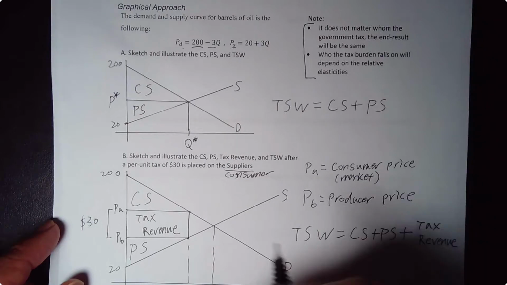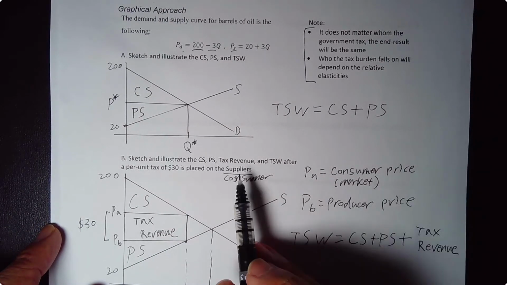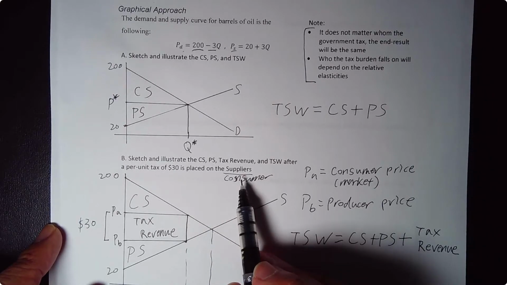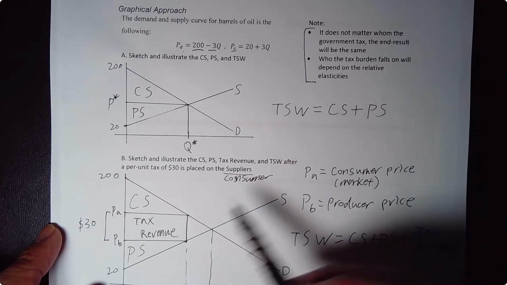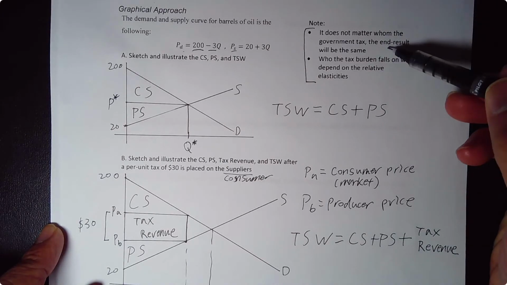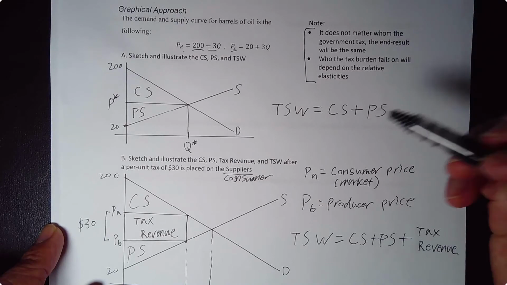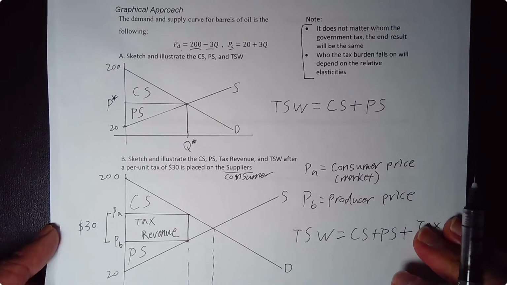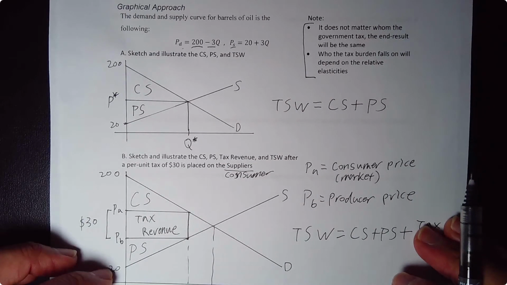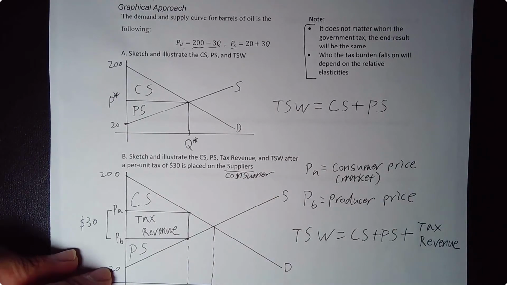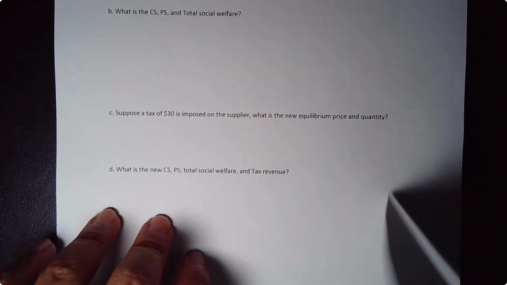So again, the reason why we can just place a wedge, regardless of whom the tax is placed on, suppliers or consumers, is because of this result that you had proven in microeconomics. The end result is the same. Now, let's talk about what it means when we say who the tax burden falls on depends on the relative elasticity. Here is the tax revenue, but who actually paid for that tax?